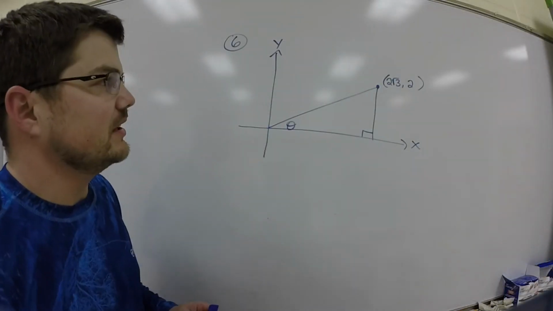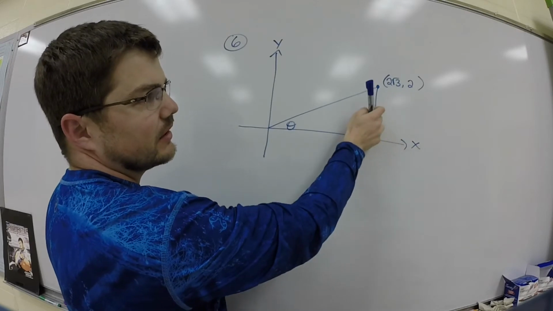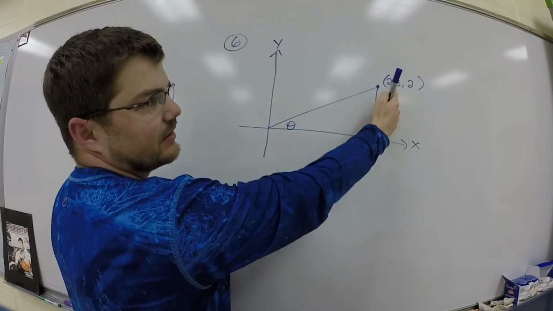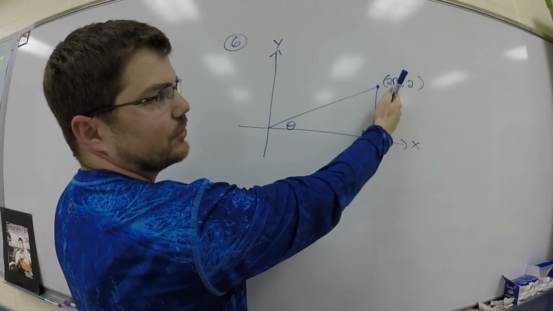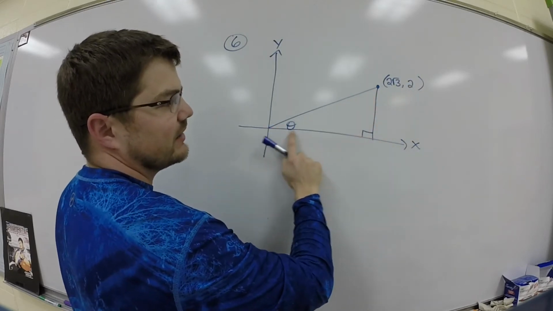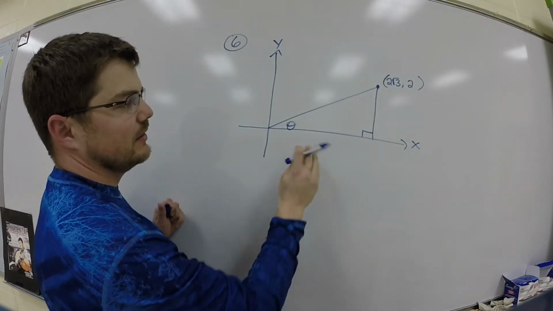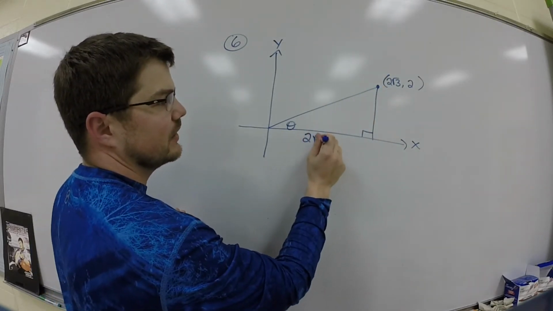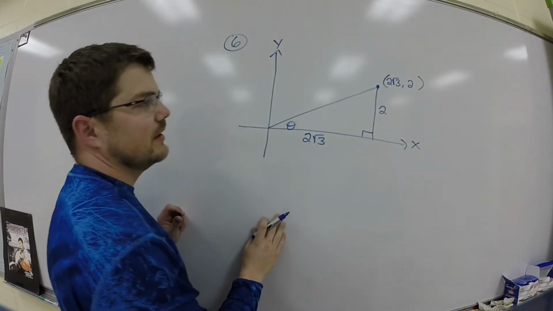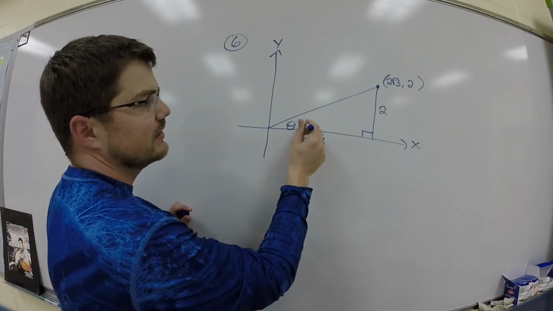Okay, number 6, they give us a right triangle, and they give us the coordinate of this point here. The x value of the coordinate is 2 root 3, and the y value is 2. So we go right 2 root 3 and we go up 2 to get to this point. And so this length is 2 root 3. This is 2. And the question wants us to find sine of theta.